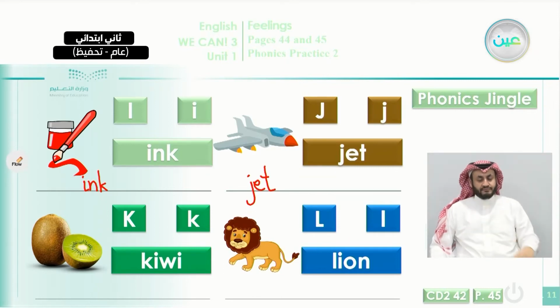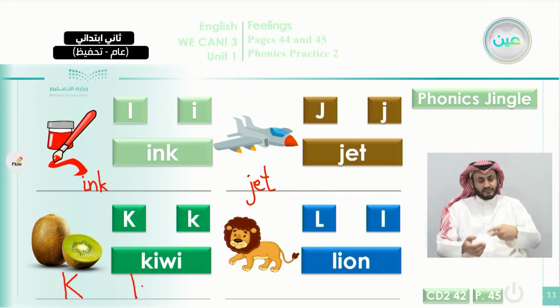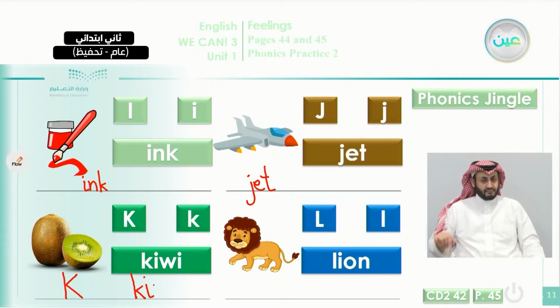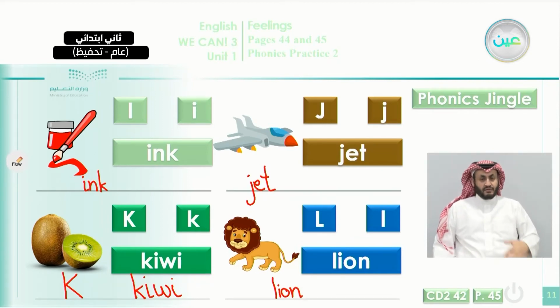And the next one here is for a kiwi. We write K like this. If you want to write K as in capital, you write it like this. But if it is a small, you write it in this way. Okay, as we explained before. So K, I, W, I. This is kiwi. And the last one for lion, L, I, O, N. This is how you spell lion, and you pronounce it as lion.